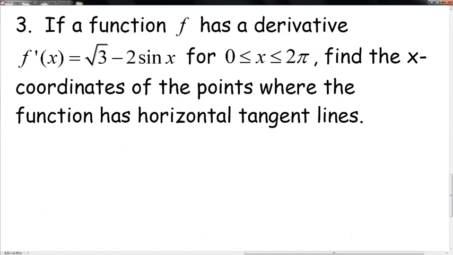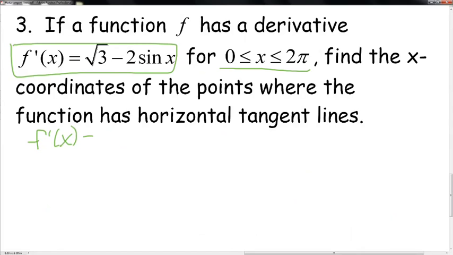Number 3, if a function f has a derivative of f prime of x is equal to the square root of 3 minus 2 sine x for all x between 0 and 2 pi, find the x coordinates of the points where the function has horizontal tangent lines. Again, since sine and cosine are periodic, meaning everything is going to repeat, they gave me a domain restriction between 0 and 2 pi. This is normal, and they already gave me my derivative. So they just want to figure out where my derivative is equal to 0. So I want to find where f prime of x is equal to 0.